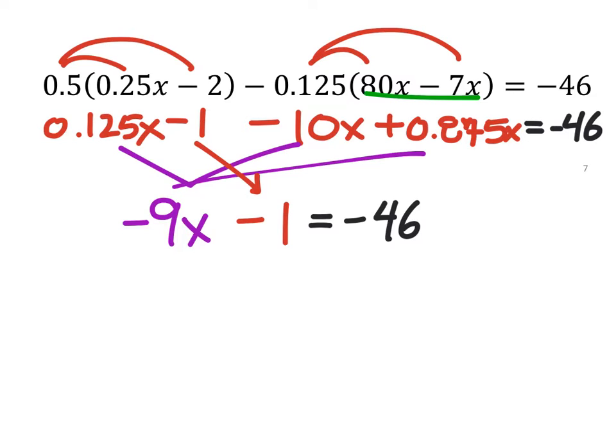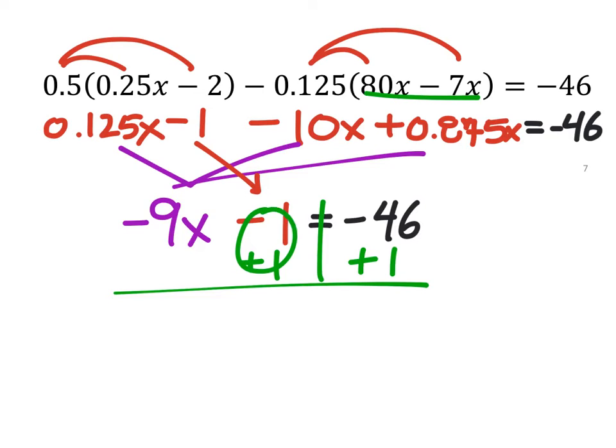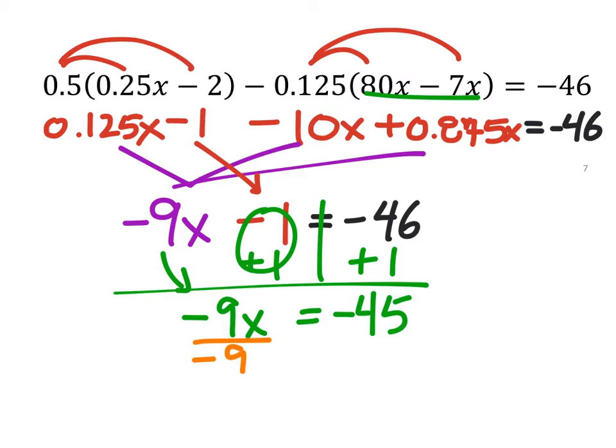Well, this looks like a pretty nice two-step equation, actually. So I'm going to isolate the x's by getting rid of that negative 1 by just adding 1 to both sides of the equal sign. So that zeroes that out. Drop the negative 9x. This equals now negative 45. But I don't want negative 9x's. I want 1x, so I'm going to divide both sides by negative 9, the coefficient, to make that 1x. 1x equals negative 45 divided by negative 9, which is going to give us positive 5.